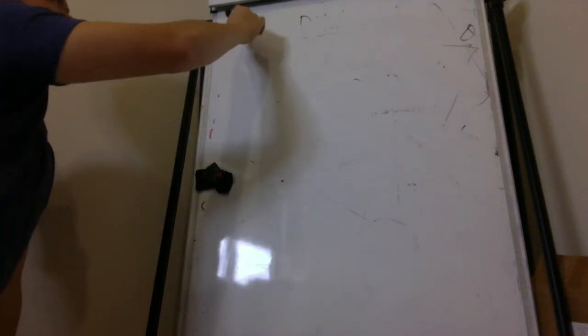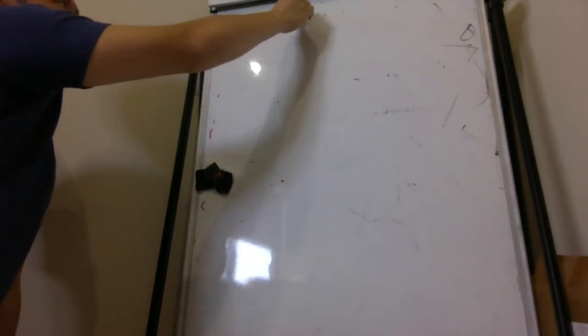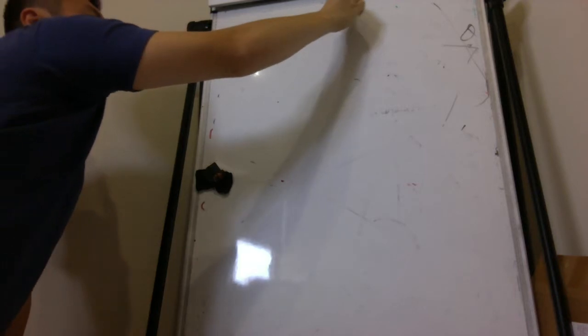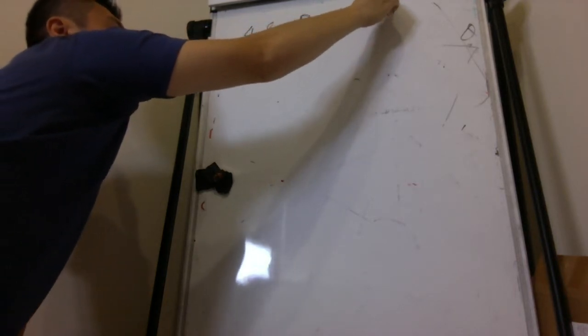4.8, spiral similarity. So this is where we're getting to similarities. Spiral similarity.